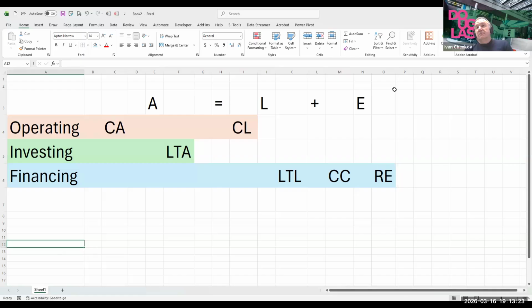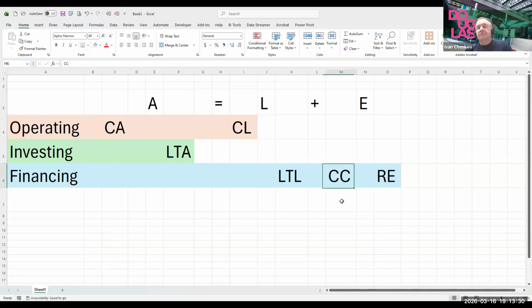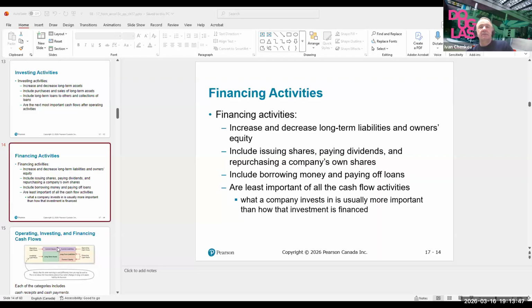What are we going to do with the income statement? From the income statement, we're just going to take the net income, and we're going to start working with the net income. That's our starting point, and that's for the indirect method. Let's go back to the slides and repeat what I just said.